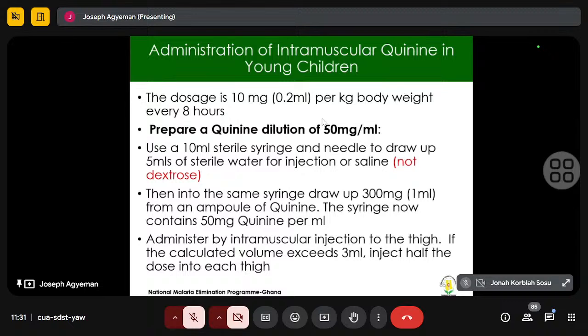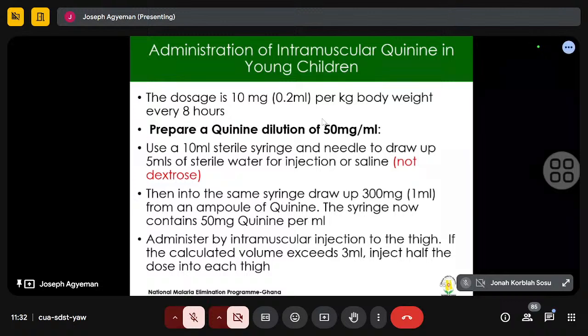Then you take 1 mil of your quinine solution. If the 2 mil contains 600, then you're expecting your 1 mil to give you 300 milligram of quinine. And that's going to give you a concentration of 300 milligram of quinine in 6 mil of volume. And the concentration there is going to be 50 milligram per 1 mil. And per the child's weight, you said the child's weight is 20.